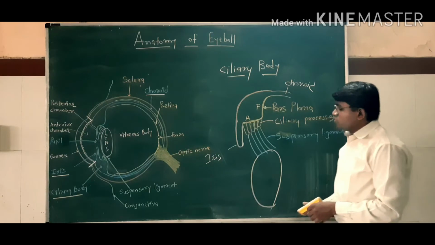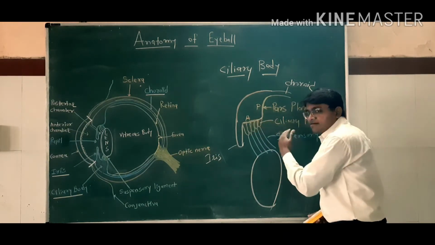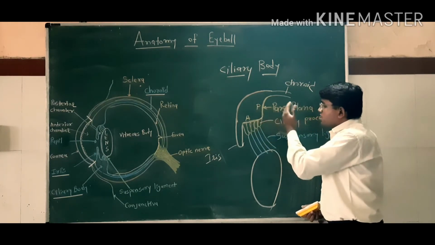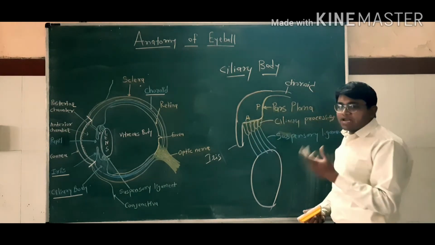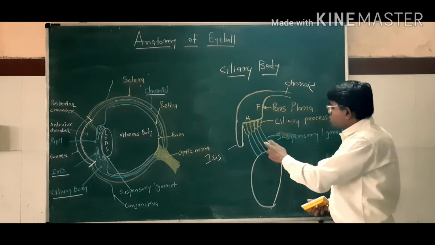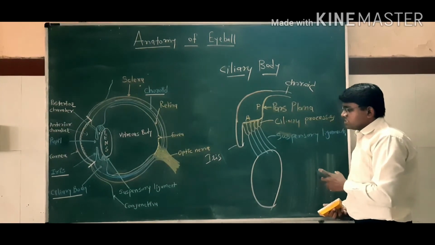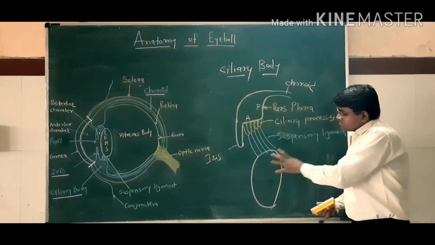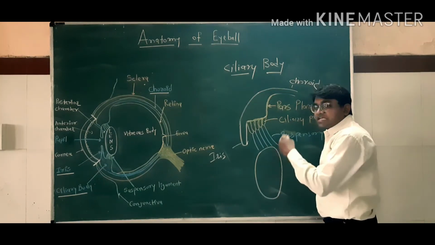Okay, so let me summarize. It has two surfaces. Its internal surface is known as the vitreal surface, and its outer surface is the scleral surface. The vitreal surface has two parts, the posterior and anterior. The posterior part is plain and dark or black in color, and is known as the pars plana. Its anterior part has finger-like projections known as ciliary processes. There are about 70 ciliary processes. The tips of the ciliary processes are attached to the suspensory ligaments, and the suspensory ligaments are finally attached to the lens.